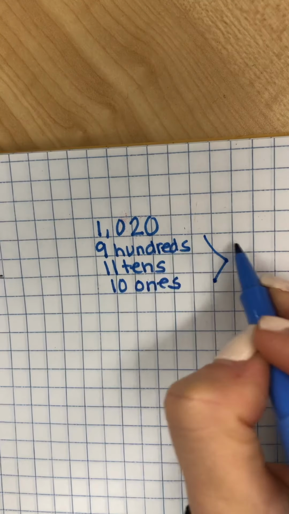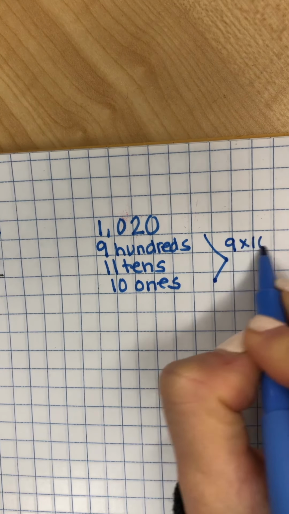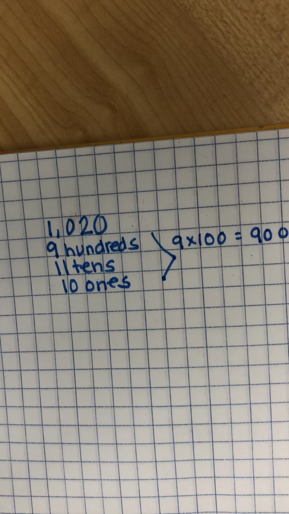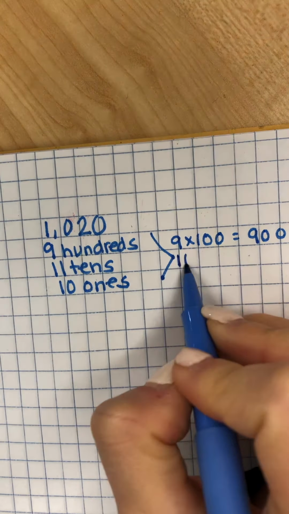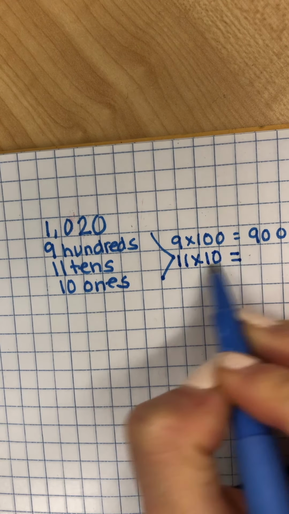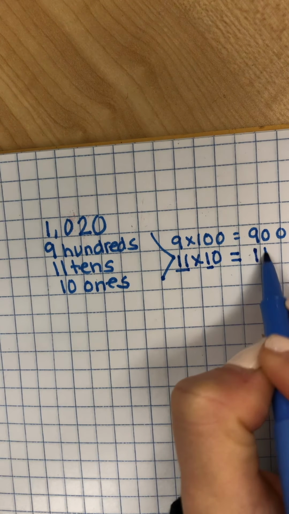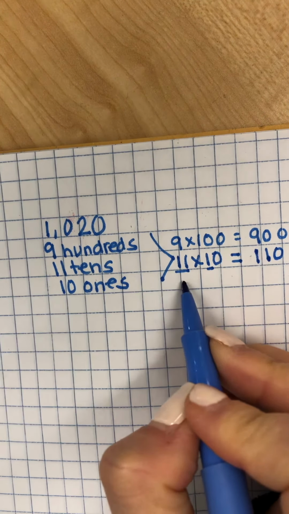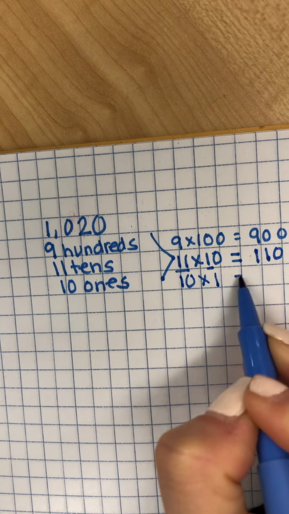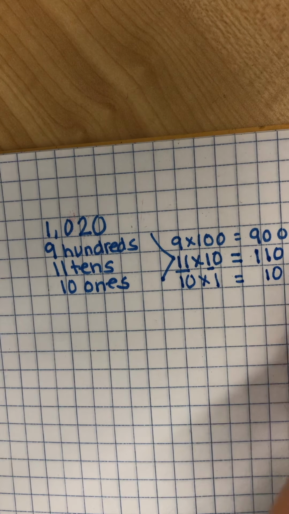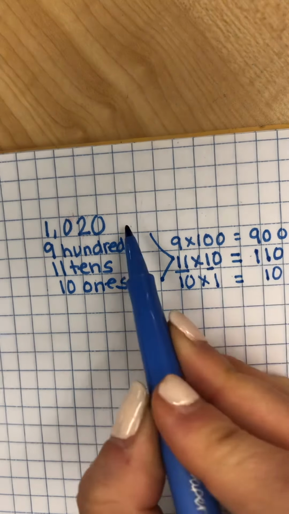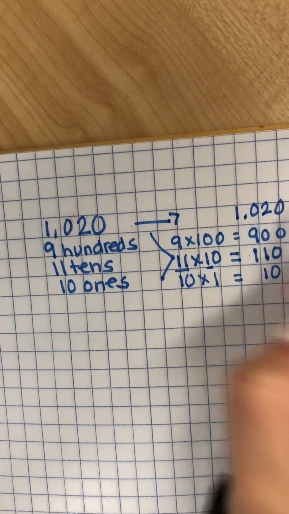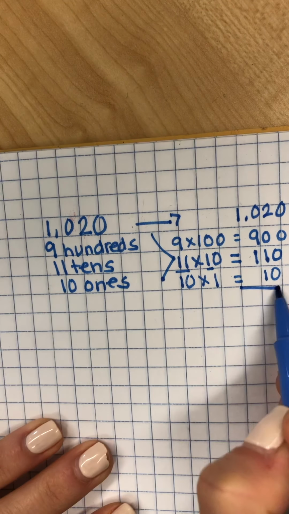Let's see, 9 hundreds is 9 times 100, which is 900. 11 tens is 11 times 10. I know 11 times 1 is 11. Affix a 0 is 110. And then 10 ones is 10. Let's see if this all equals 1,020, our original total in standard form.